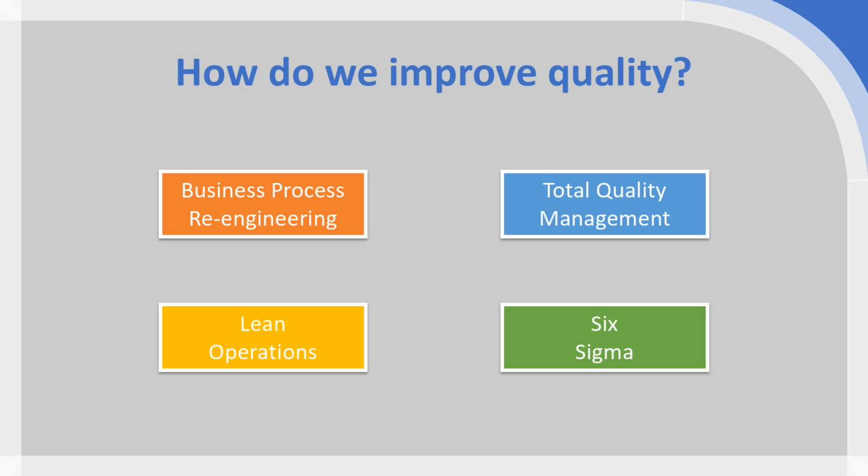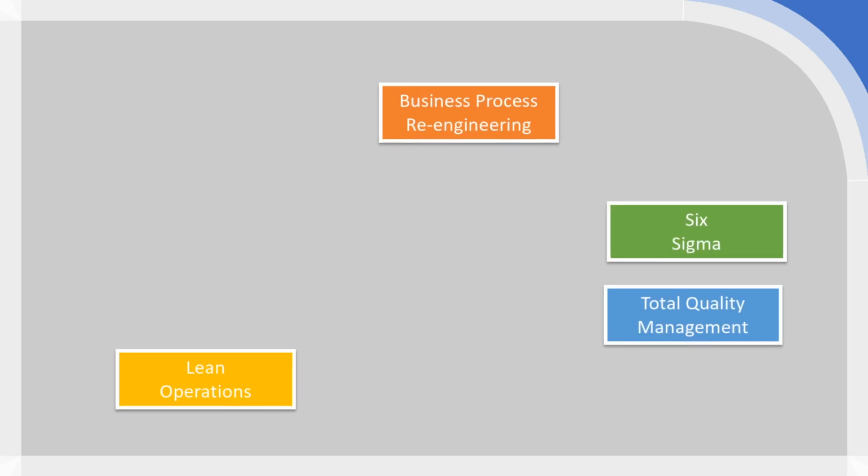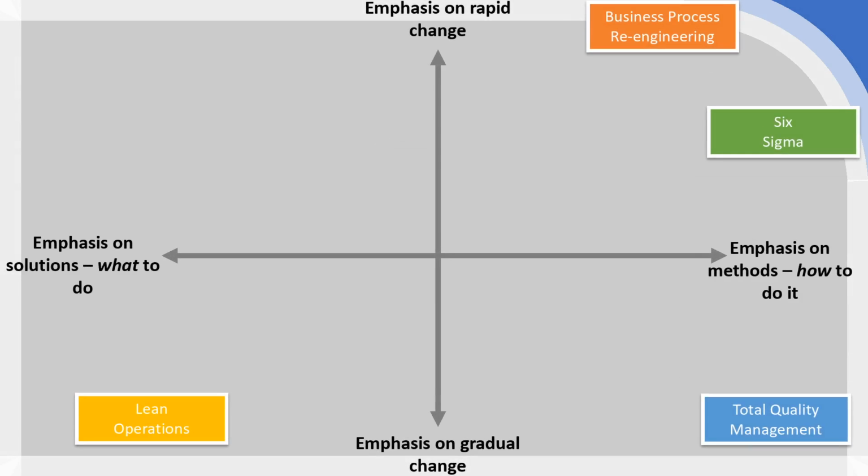So if we have two axes here, one you can see from left to right, looking at the emphasis on solutions, so giving specific prescriptive instructions on what to do, versus an emphasis on methods, so looking for how to carry out particular actions rather than exact actions to be carried out.